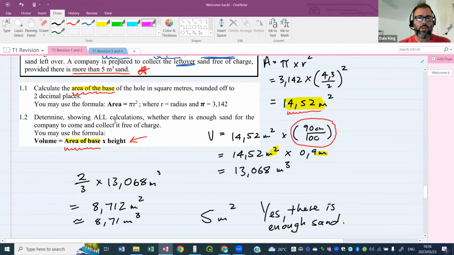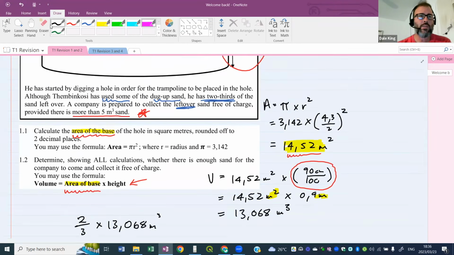All right. So if we look at the question, what sand is this that the company must come and collect? So it says here, he has used some of the dug up sand. He has 2/3 of the sand left over. The company is prepared to collect the leftover sand. So we're not working out if the company must come collect all the sand. He used 1/3 and he has 2/3 left. That's what we need to check. All this sand in this hole, 1/3 has been used somewhere else. He's worried about 2/3 of it.